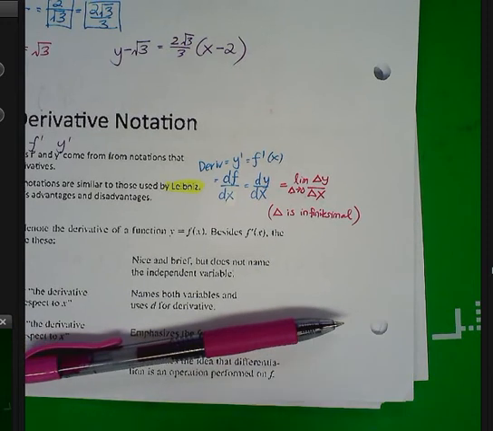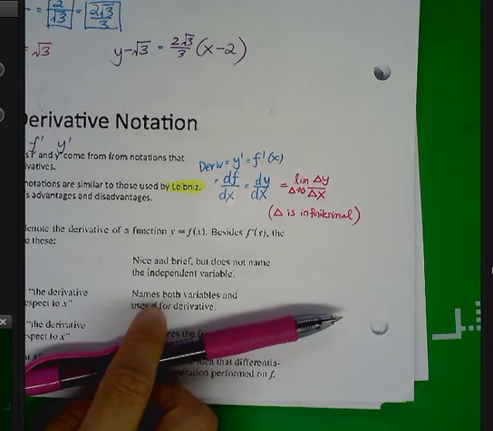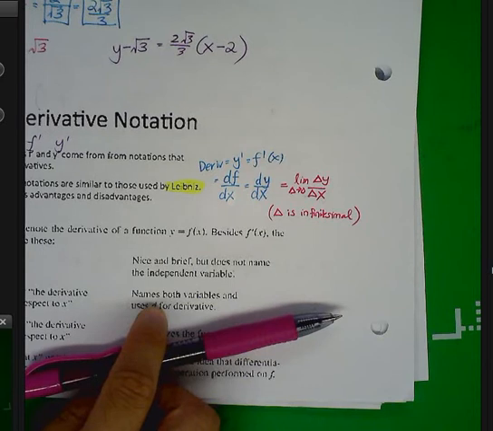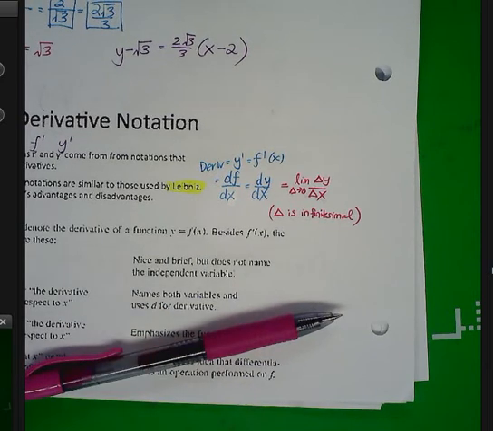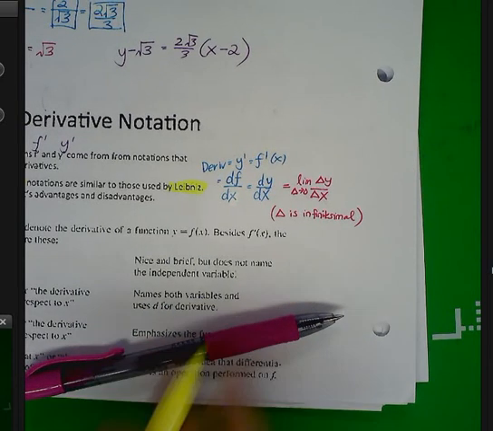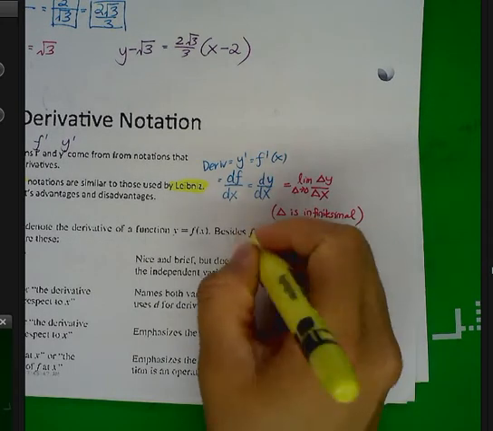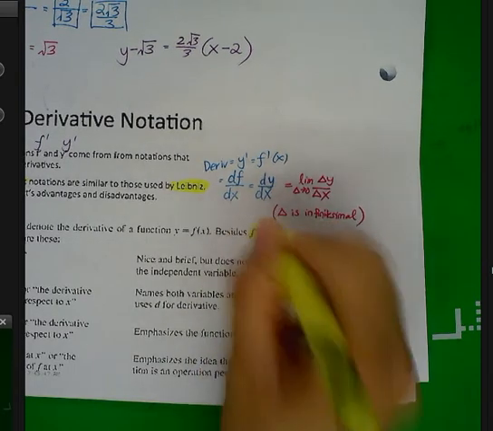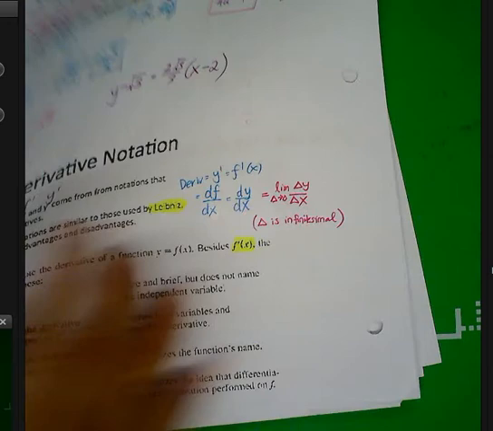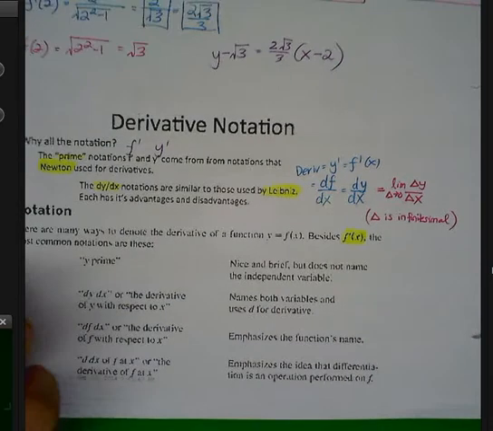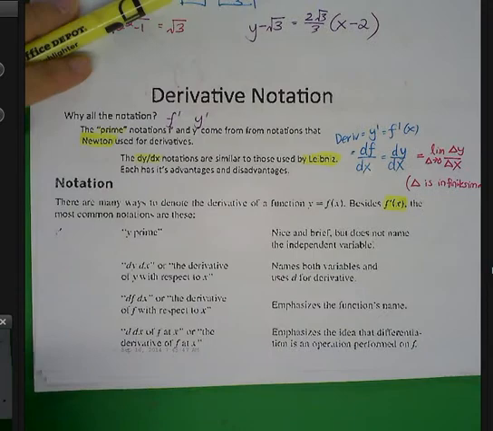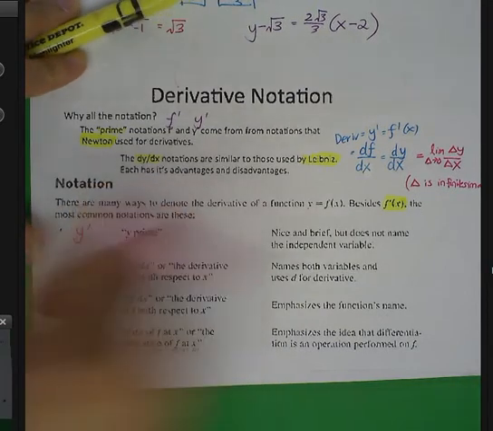So there are many ways to denote the derivative of a function y equals f of x besides f prime of x. The most common ones are, oh shoot. I thought these were all there, but I guess I left it blank so we could fill it in. So y prime obviously is this. This is in your book. Who has the book?